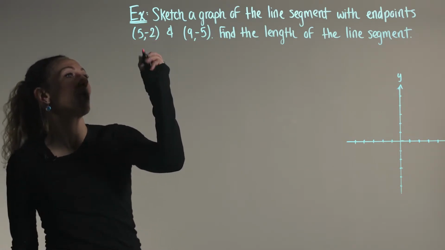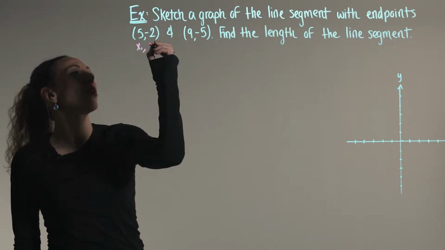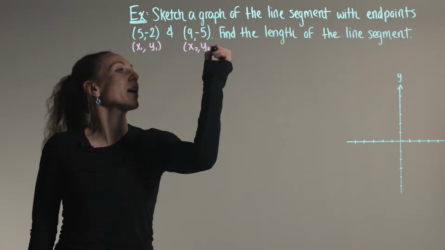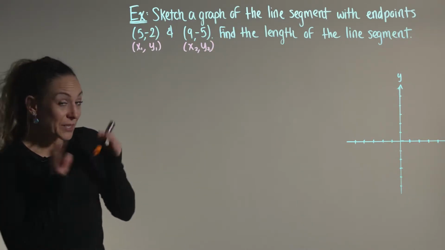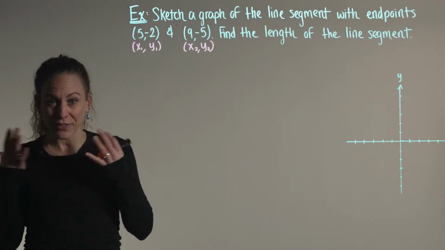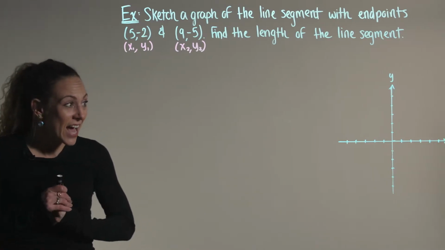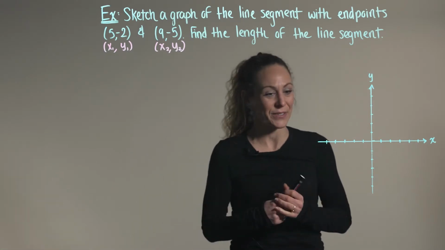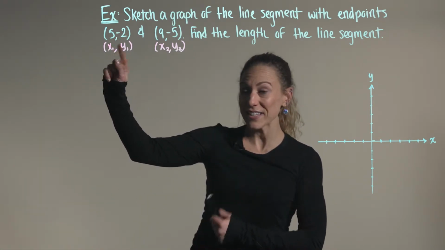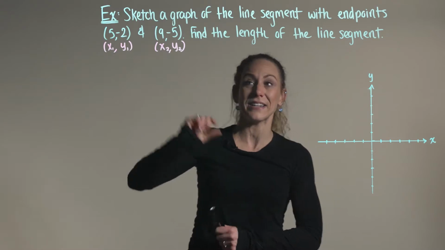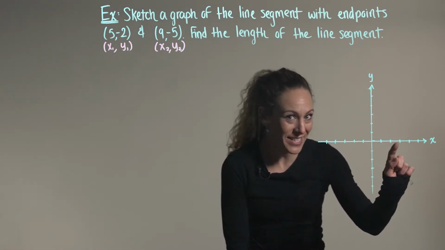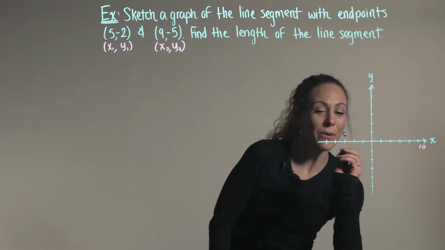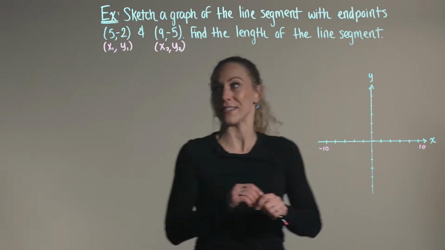We'll say that our first point here is x sub 1, y sub 1, and our second point is x sub 2, y sub 2. It's important to keep these given endpoints in mind as we proceed in establishing the scale for the coordinate axes. Looking at our x values, we have 5 and 9, so each tick needs to have a unit length of 2, so that way we can see the points.